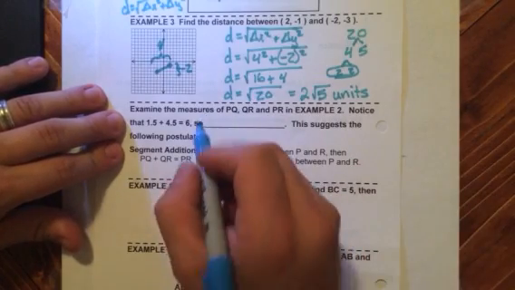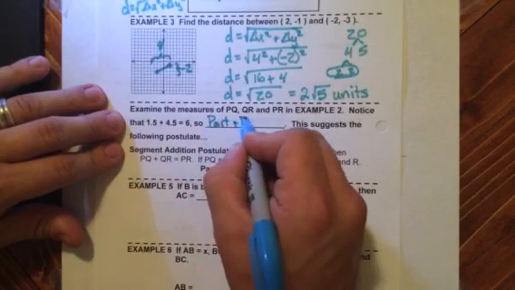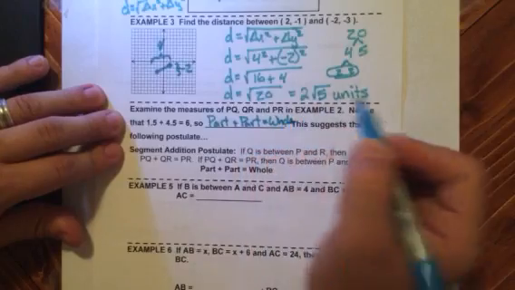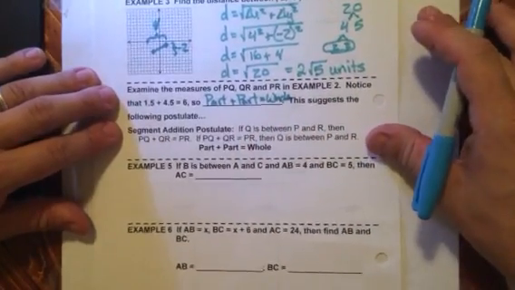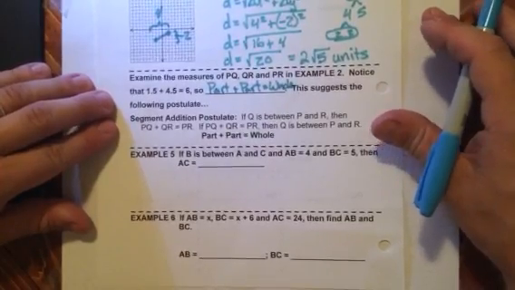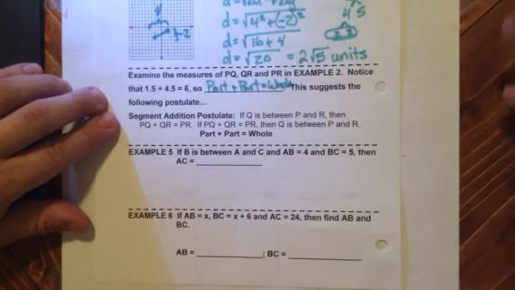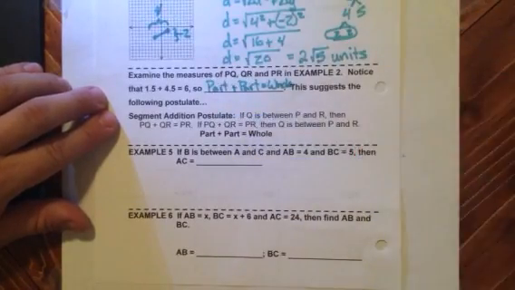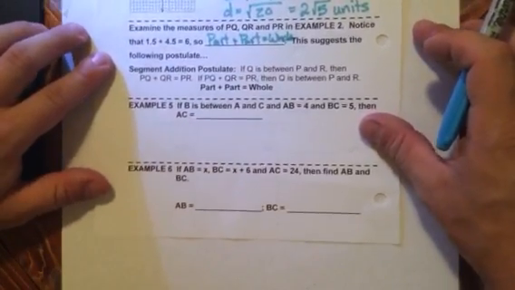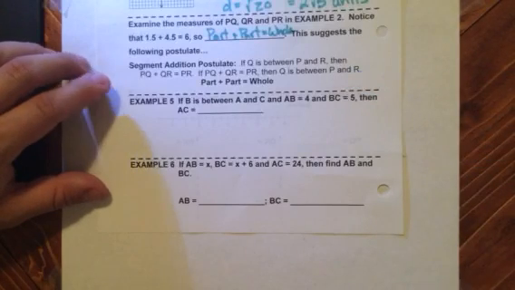So we're going to say part plus part equals whole. Anytime I add 2 pieces together, it's going to give me the whole, assuming those 2 pieces make up the whole. That is noted as the segment addition postulate. To me, I don't mind if you don't know what the segment addition postulate name is, but I do expect you to be able to use it, as we're going to do in examples 5 and 6.